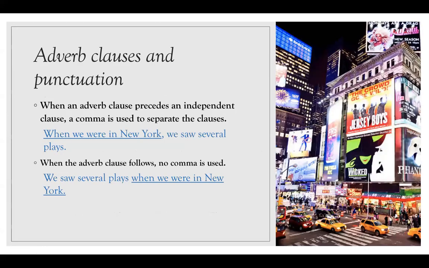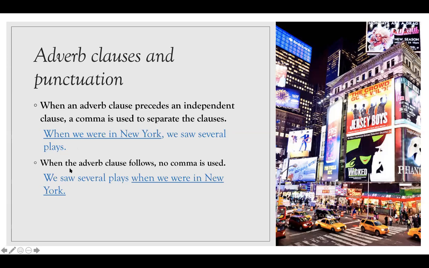So, adverb clause and punctuation. When an adverb clause precedes an independent clause, a comma is used to separate the clauses from each other. Precedes means when it comes before the independent clause. The independent clause in this case is "we saw several plays": we, subject; saw, verb; several plays, object. So "when we were in New York" is time. That's an adverb clause modifying this clause. It occurs at the beginning, so we use a comma. And our adverb clause word is "when."